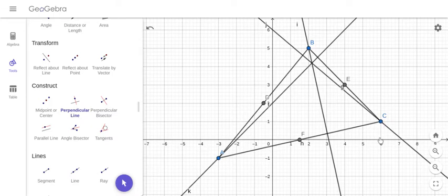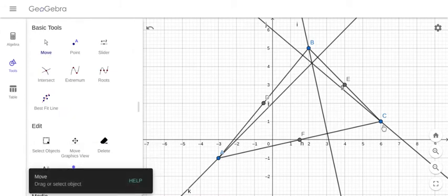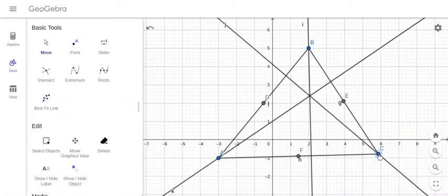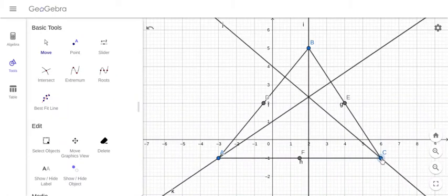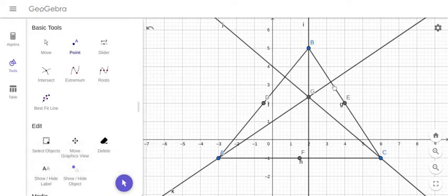I just want to change. I'll just use my move tool. Let me adjust. As you see, every time I'm moving a point, my altitude is also changing. What I'm going to do before we move ahead, I am just going to put a point. I'm just going to define all these intersections. So this is my midpoint.